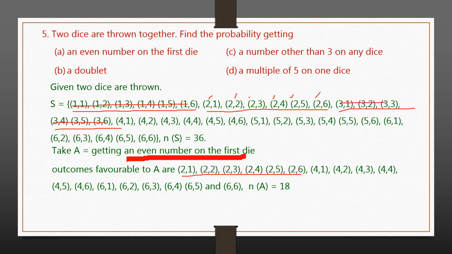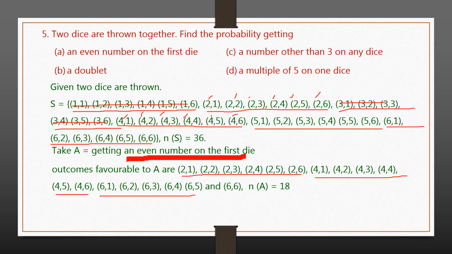The next 6 outcomes are 4 1, 4 2, up to 4 6. These 6 are favorable to A because on the first die I have 4, which is an even number. Similarly 5 1 to 5 6 are not favorable to A because on the first die the result is 5, which is an odd number, not an even number. Now 6 1 to 6 6, all the 6 outcomes are favorable to A because on the first die I have a number 6, which is an even number.